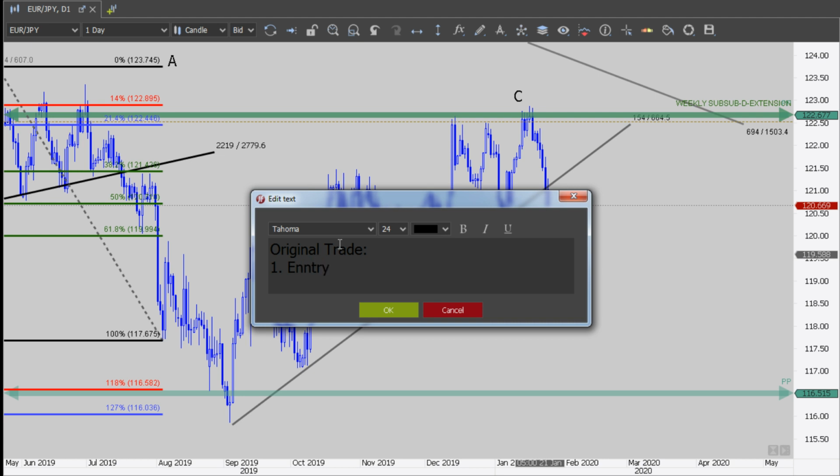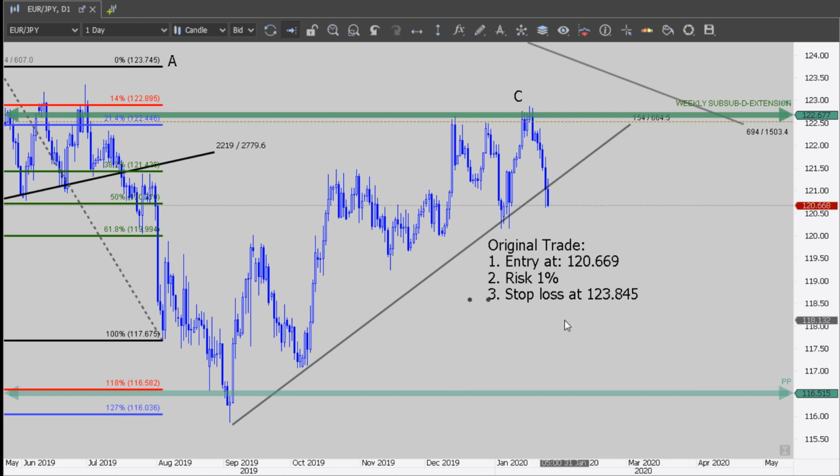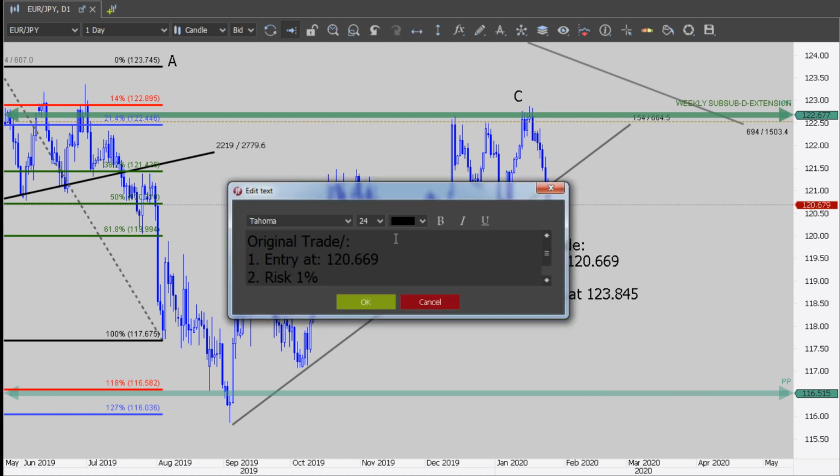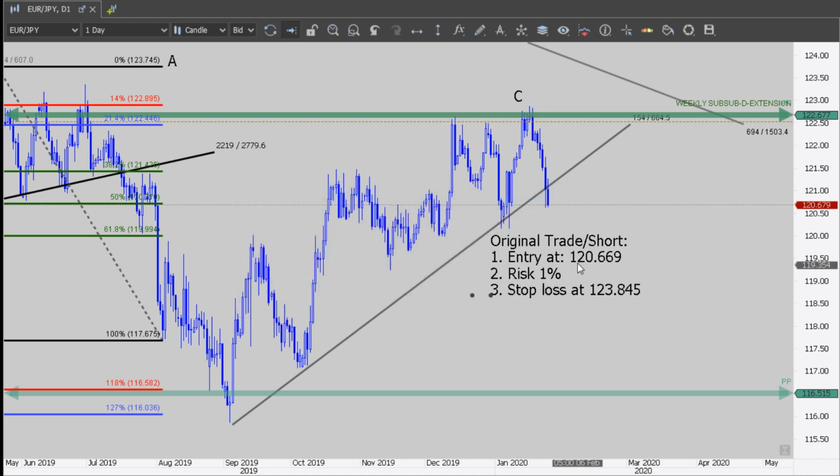Entry at, what's the price right now? 120.69, right? Number two, risk. Let's say that it's 1%. Number three is going to be stop loss. We said I'm going to put my stop loss above the A, so it's going to be 123.845. Okay, now this is my original trade. I'm going to enter short, right? Original trade, short. This is going to be my trade.